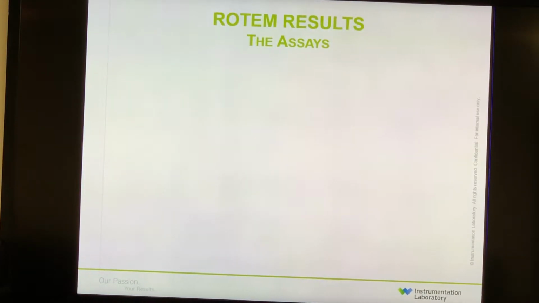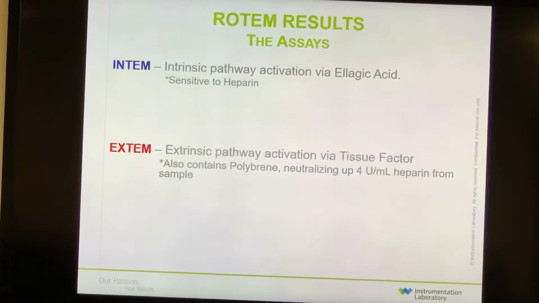So like I said, there's 4 channels, but there are 5 assays. They're designed to be used in combination, and we have 2 base assays. And the names really reflect the intrinsic or extrinsic pathways. So we're using activators, ellagic acid for the intrinsic pathway, activator tissue factor for the extrinsic pathway.